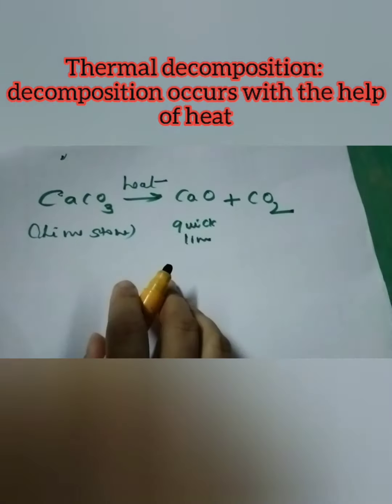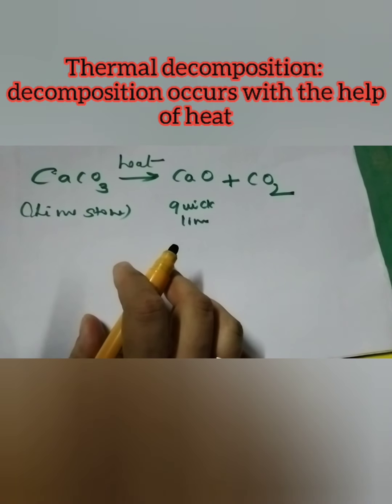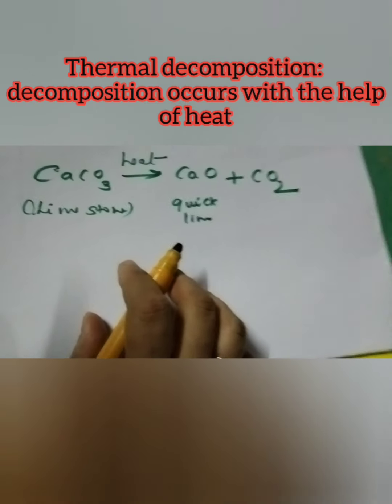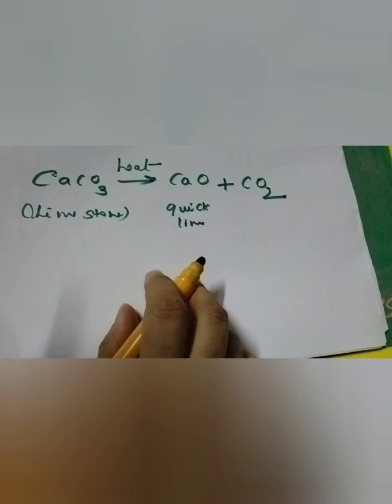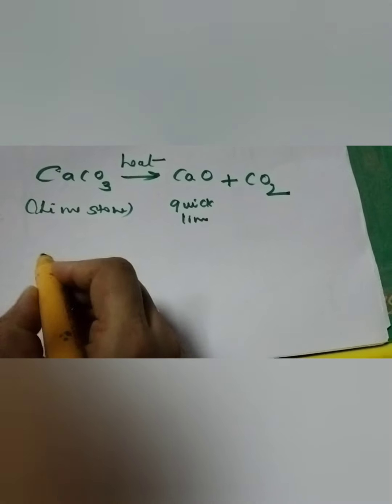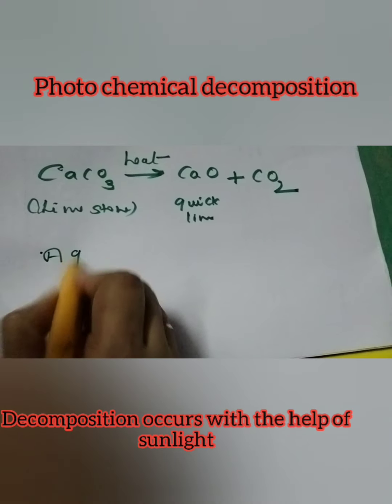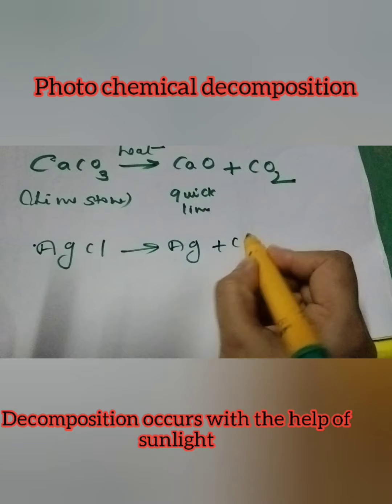Now let us see one more decomposition, that is called photochemical decomposition. Decomposition occurs with the help of sunlight. You may have seen that white silver chloride turns grey in sunlight. This is decomposition of silver chloride into silver and chlorine, Cl. Silver chloride decomposes into silver and chlorine.